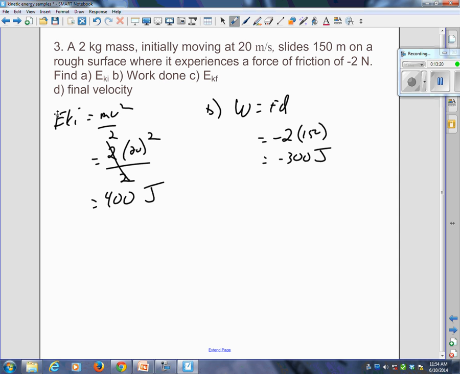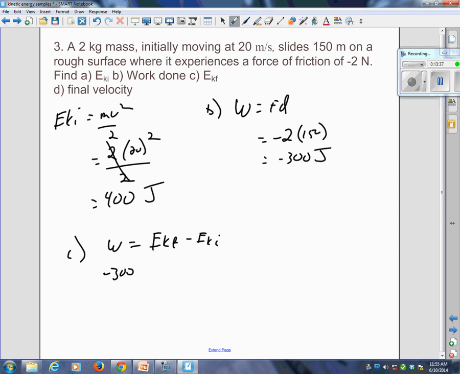You should know the final velocity pretty much. A quarter of the energy means half the velocity. Okay. Work is equal to EKF minus EKI.